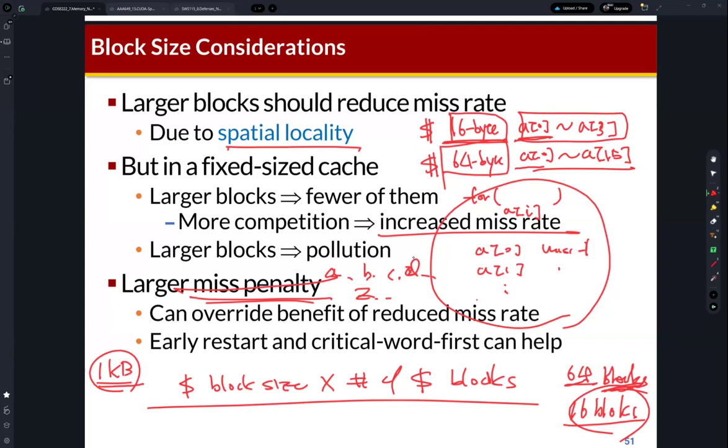Okay, so when we consider the cache block size, we can also consider the spatial locality of our application, the characteristics of our application, and also the miss penalty.